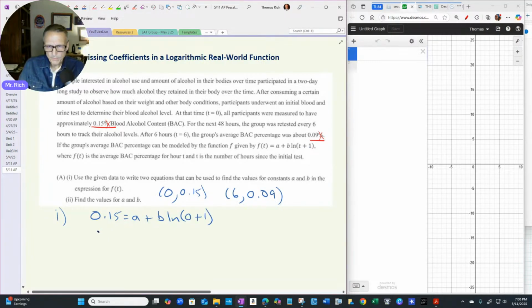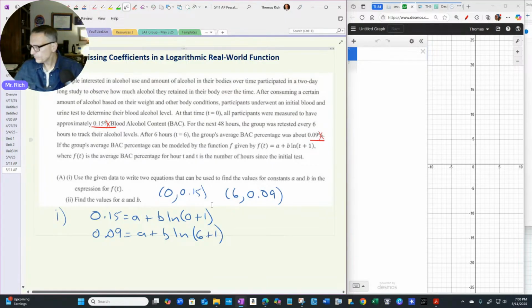The other one is going to be, at the other time, t equals 6, the BAC is down to 0.09. And that's going to be a plus b times the natural log, and t is 6, so that's going to be 6 plus 1, or the natural log of 7.